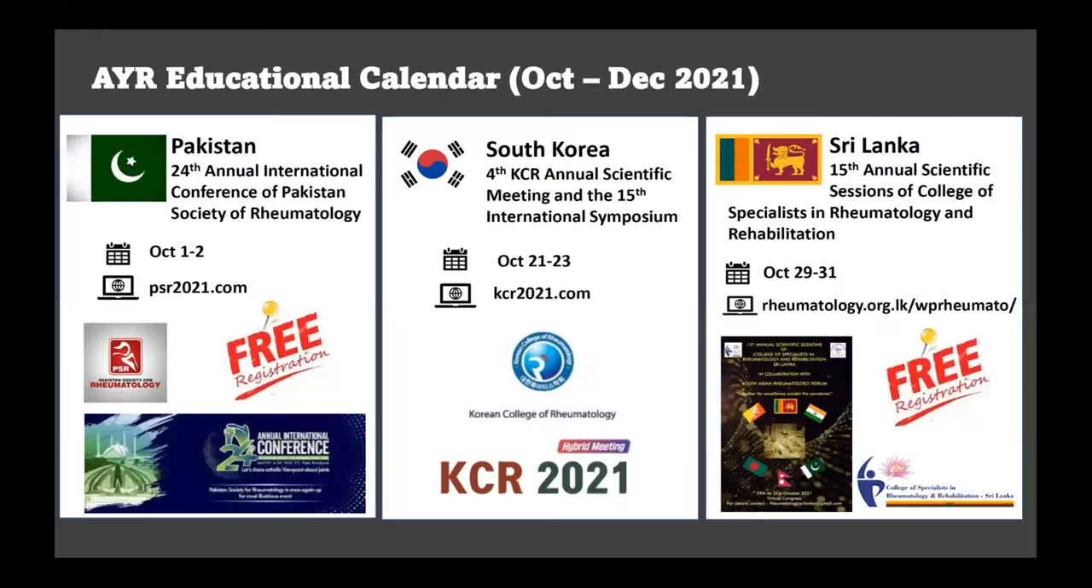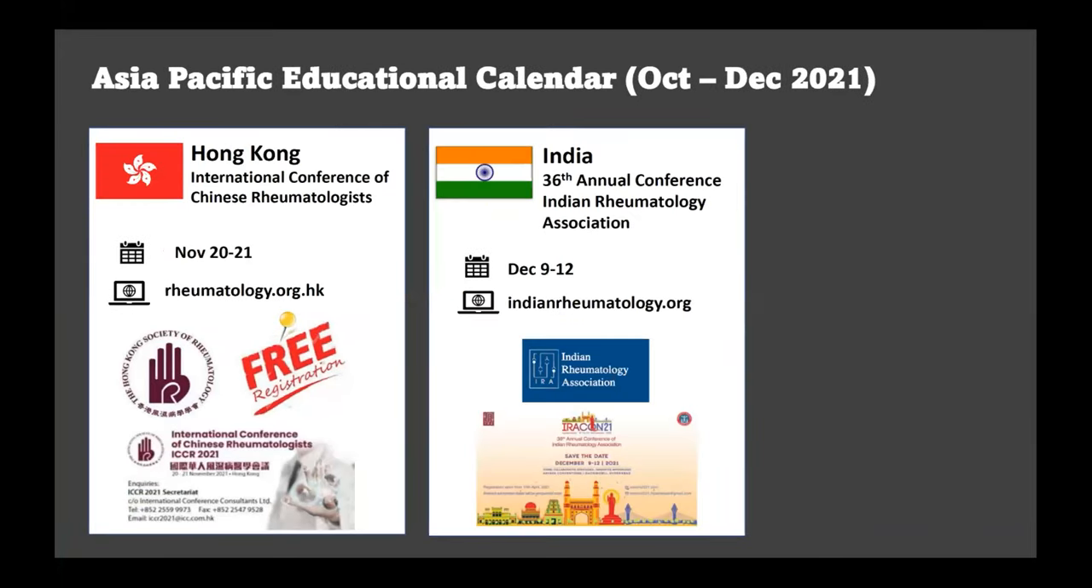The AYR Educational Committee is building an educational calendar on the EPLA website, which will list all the key international rheumatology conferences and focus meetings in a 12-month calendar. We'll also highlight the annual national conferences in the Asian Pacific regions. There are a total of 5 national conferences during October to December this year, organized by the Pakistan, South Korea, Sri Lanka, Hong Kong, and Indian Rheumatology Societies. Some of them are free for registration. We highly recommend you join these online conferences and submit your abstracts.